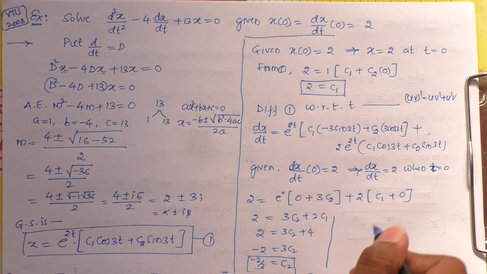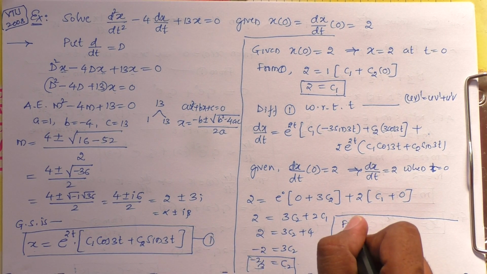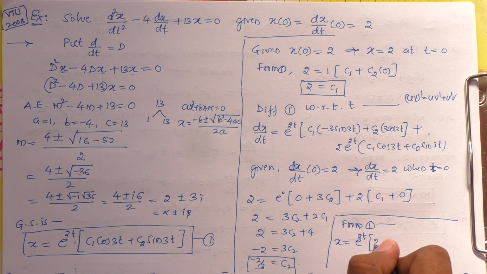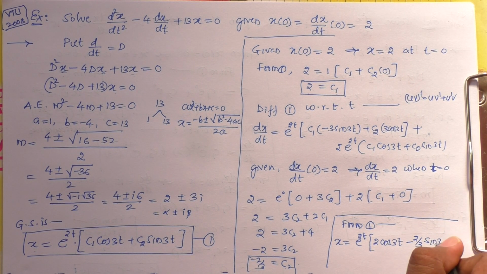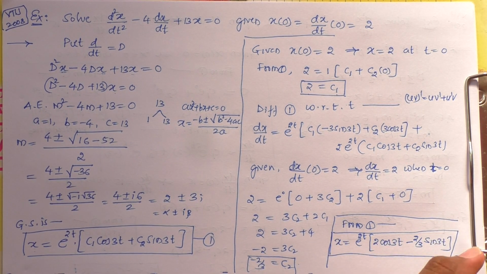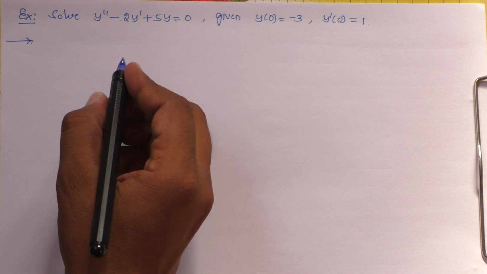So substitute both in the given equation number 1. From 1, x equal to e raised to 2t into bracket c1, which is 2 cos 3t, plus c2, which is minus 2 by 3, sin 3t. So this is the solution of the given initial value problem. Now let us solve another initial value problem.